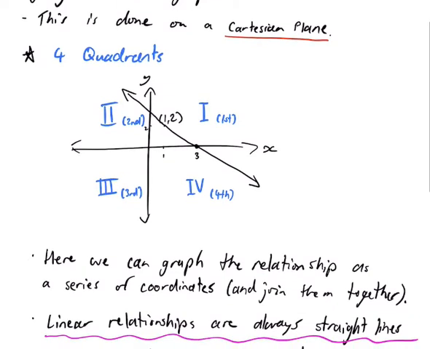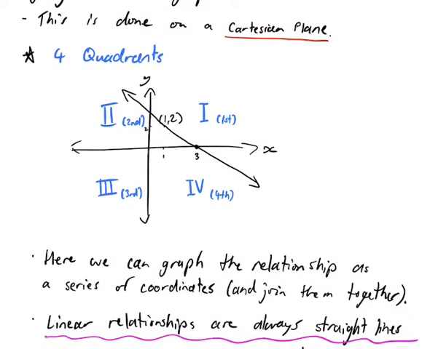Linear relationships are always straight lines, and that's really important because as soon as I see an equation, I get an idea in my head of what it's going to look like. If we have a linear relationship, it's going to be a straight line.